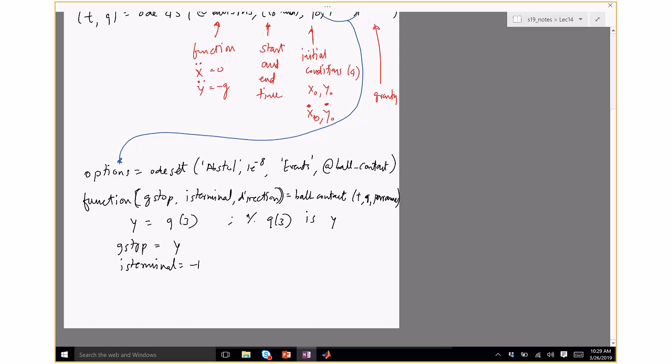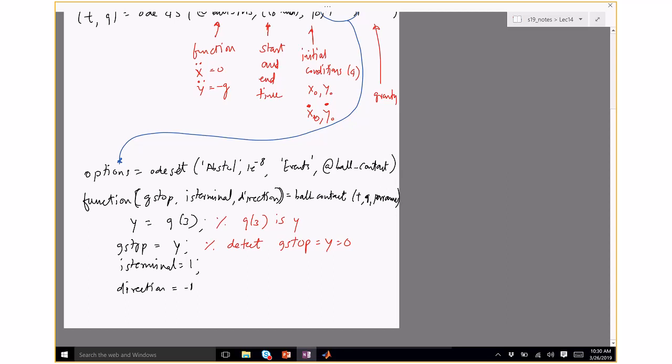Is terminal equals 1, and direction equals minus 1. Okay, so what this function does is it tells ODE45 to stop integration when g stop is y. So when y equals 0, stop integration. No, g stop equals 0. So this just tells it to detect g stop equal to 0, y equal to 0. So whenever it finds g stop equal to 0, it'll detect that.